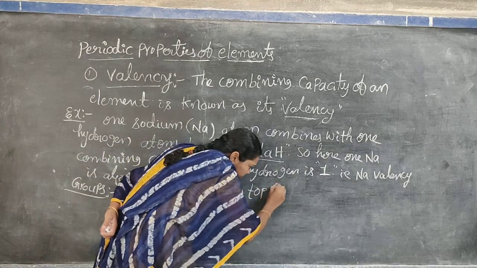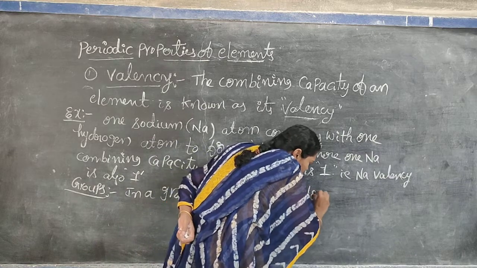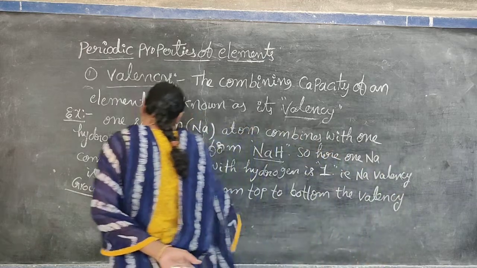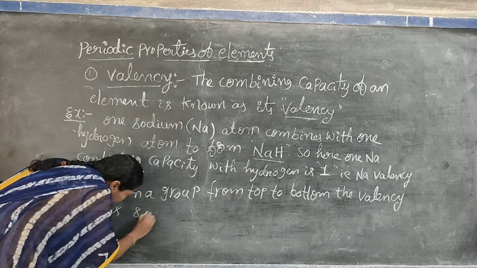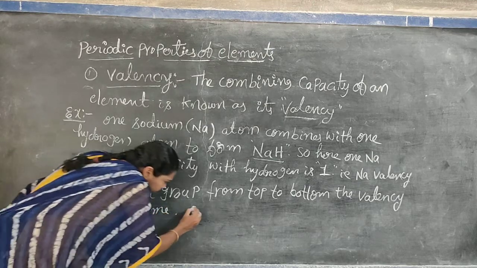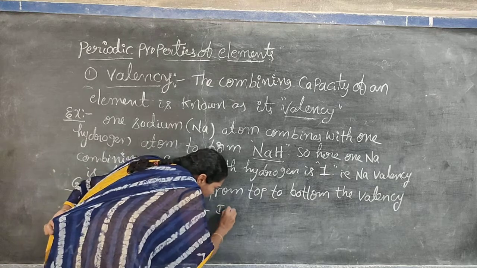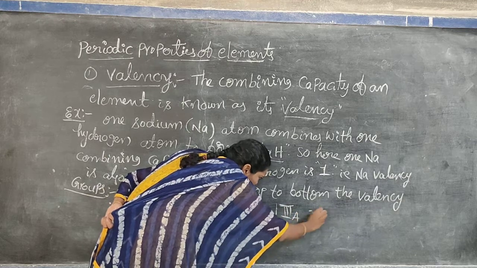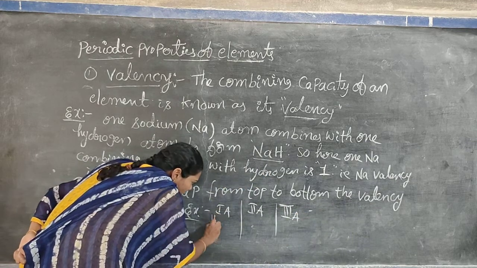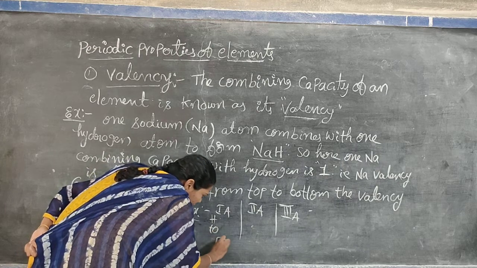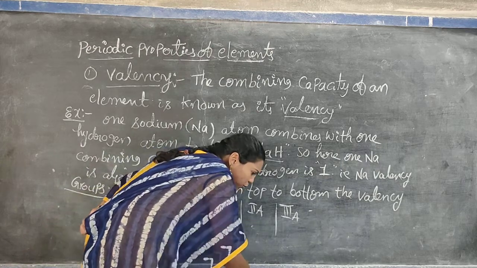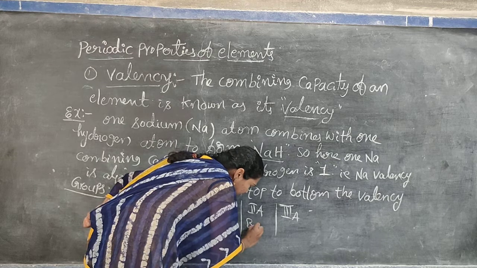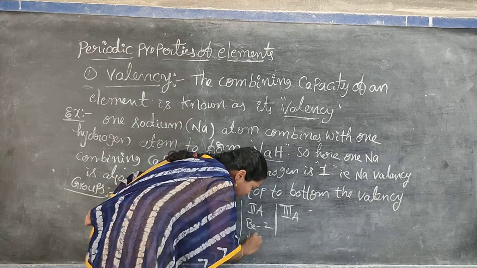In a group from top to bottom, the valency is the same. For example, first A group, second A group, third A group, and so on. For first A group elements from hydrogen to francium, the valency is 1. For second A group, which elements? From beryllium to the last element, the valency is also the same.